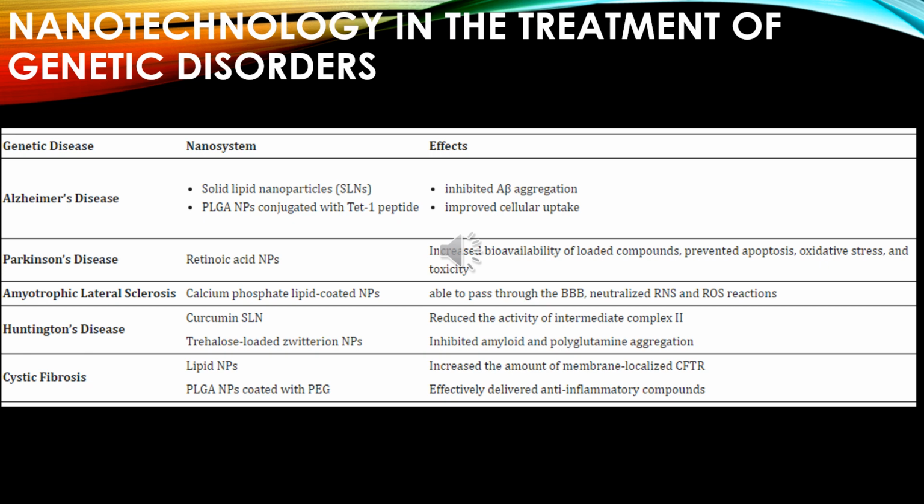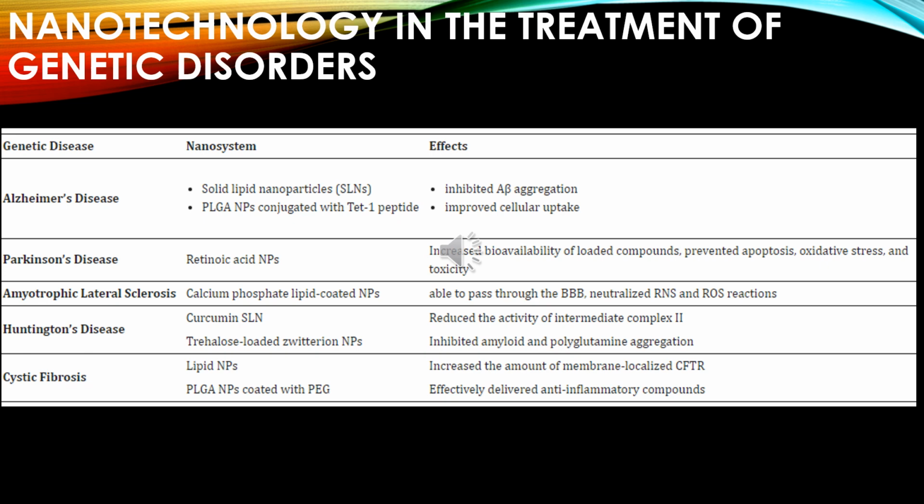Similarly, in Parkinson's disease, we use retinoic acid nanoparticles. This increases the viability of the loaded compound, prevents apoptosis, and reduces oxidative stress and toxicity in the particular cells. And next is amyotrophic lateral sclerosis. Here calcium phosphate lipid coated nanoparticles are used. These can pass through the blood-brain barrier and neutralize the RNS and ROS reaction.